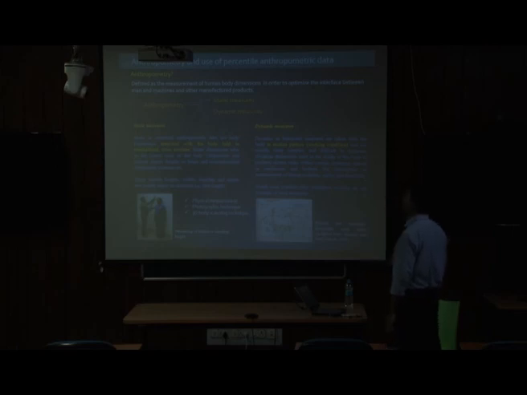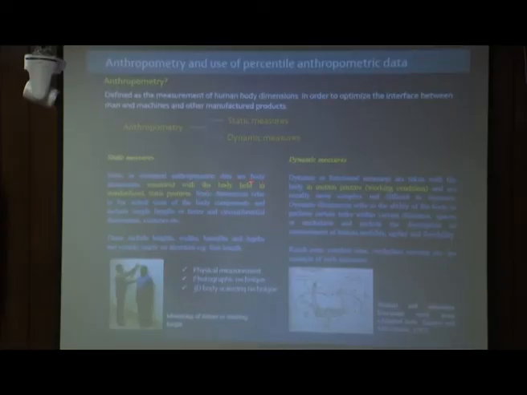Static or structural anthropometric data are body dimensions measured with the body held in a standardized static posture. Static dimensions refer to the actual sizes of the body components and include simple length or linear and circumferential dimensions, contours, etc. These include height, width, breadth, depth, and usually imply no direction. So the direction is not important here. For example, foot length.